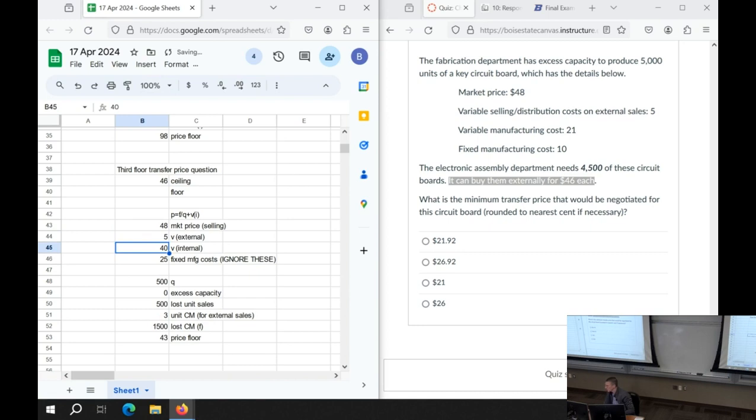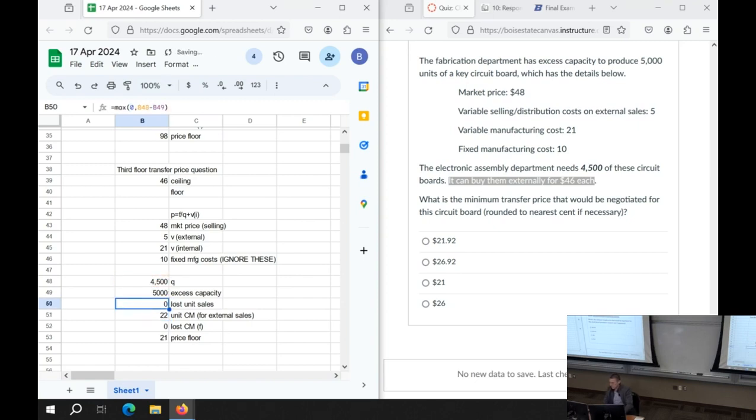$5 external variable cost for external sales, $21 for internal variable costs, variable manufacturing costs, and $10 of fixed manufacturing costs. We can ignore those. Looks like the demand is 4,500. We have excess capacity to produce 5,000. So we're going to do max of this minus this or this. Oh, wait. That's not quite right. I'm going to do max of 0 or that minus that.